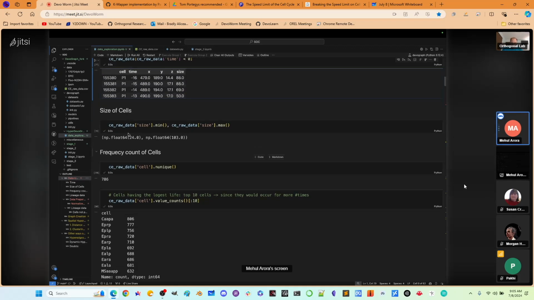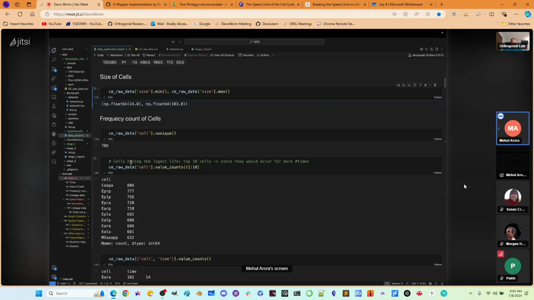Coming next to the size of cells, just to observe the min and max value of size. The minimum value of a cell is 24 units. I'm not sure, I think it's some micro or nano size, of course. And the max size is 103 units. And then we have the frequency of count. The total number of unique cells is 786 in this particular data.